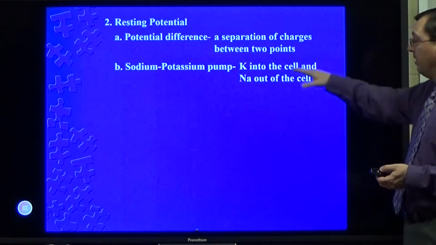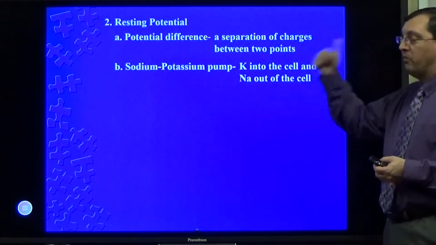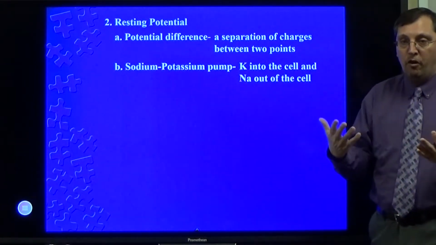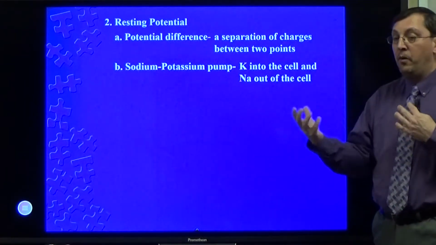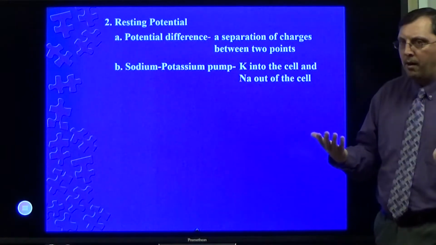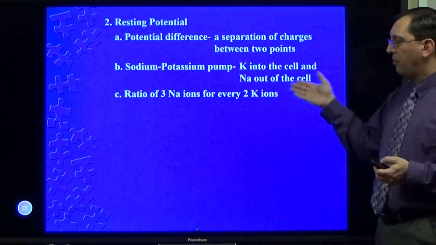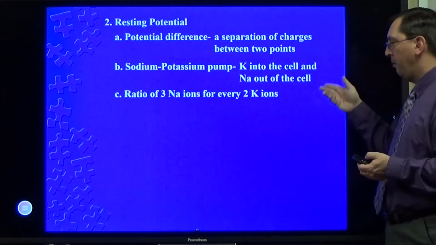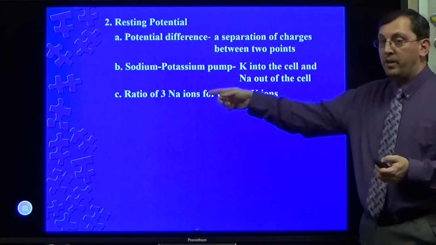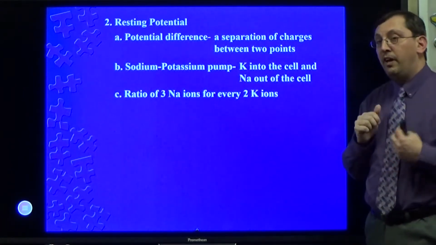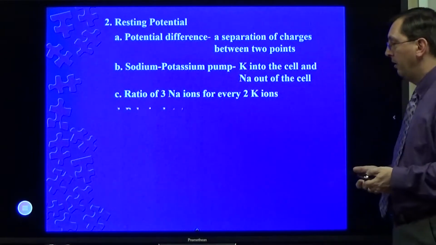In the sodium-potassium pump, the potassium goes into the cell, and sodium goes out of the cell. They both have a positive one charge. So I'm generating a difference. If I went equally across there, it would be a problem. So what happens is, for every 3 sodium ions, you have 2 potassium ions that come in. So you push 3 out, bring 2 in. So you produce a difference in the charge.